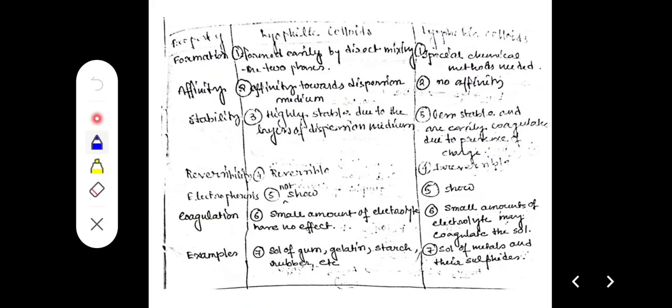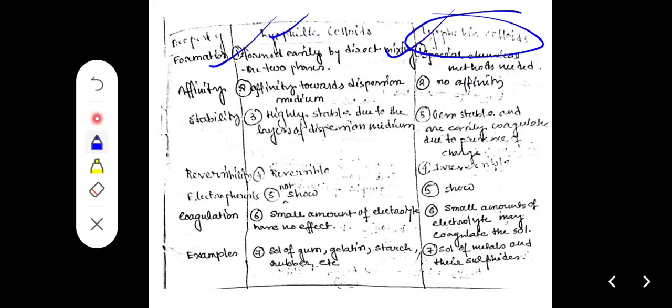Now, properties: hydrophilic colloids and hydrophobic colloids. Formation: hydrophilic colloids form easily by direct mixing of the two phases. If the two phases are mixed with each other, they produce hydrophilic colloids. This process is much easier than the production of hydrophobic colloids, for which special chemical methods are needed.